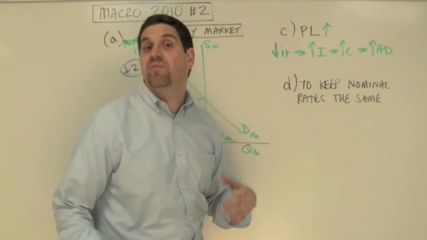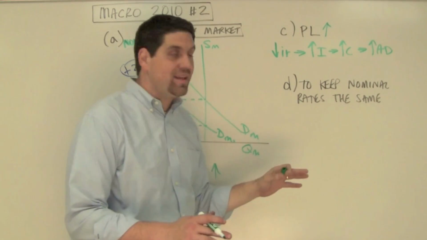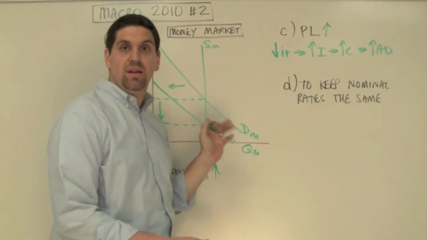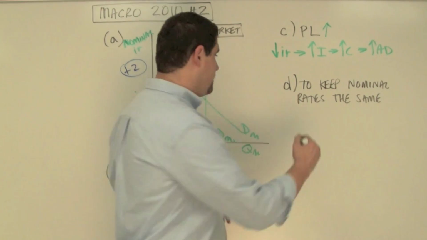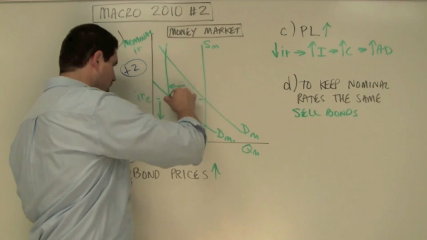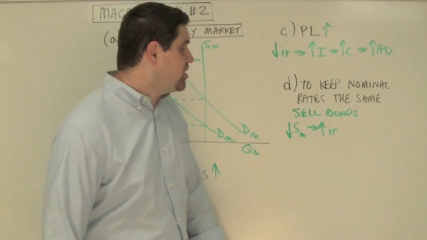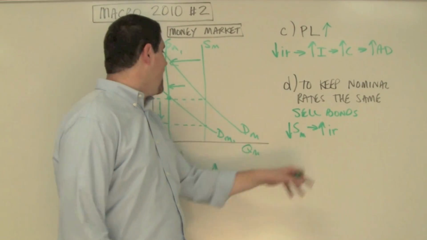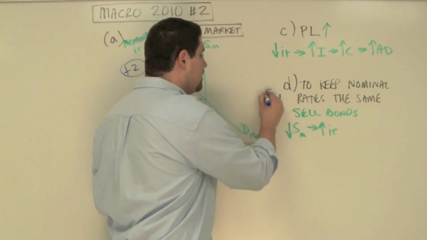Part D jumps into the idea of monetary policy. It said if the Fed wants to keep the nominal interest rates exactly the same when there's a decrease in demand for money, what should they do with open market operations? The answer is sell bonds. Selling bonds would decrease the money supply, put us right here, so the nominal interest rate would have actually stayed the same. For explanation, I said it would decrease the money supply and then increase interest rates back where they were before. With the explanation, D was worth 1 point.